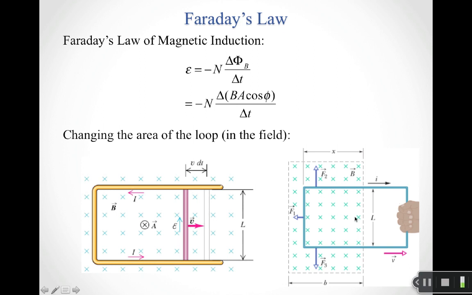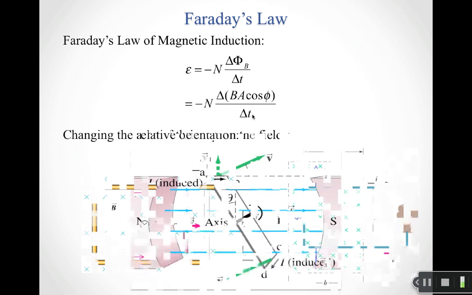Here I'm not literally changing the area of my loop. What I am doing is changing the amount of that loop that's in the magnetic field, the amount of that area that is being penetrated by magnetic field lines. And so here, as I pull my loop out of the magnetic field, I'm decreasing the area that receives magnetic flux. So this would be a situation where the B and the cosine phi term would be constant, so we could pull those out of the delta, and I'd be left with delta A over delta T. So what's the change in area over the change in time?